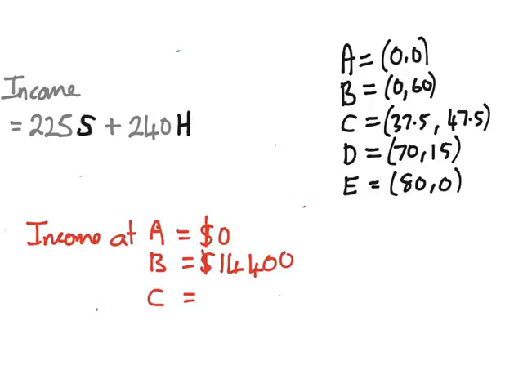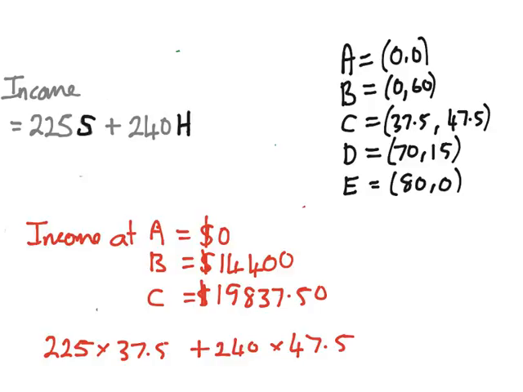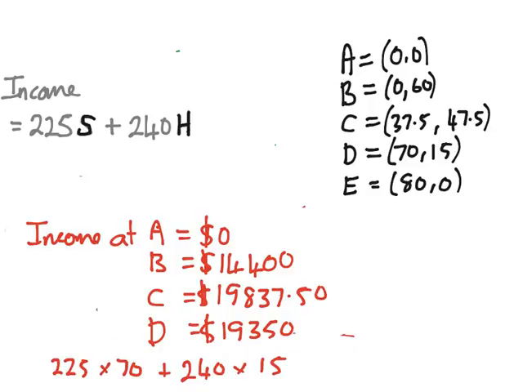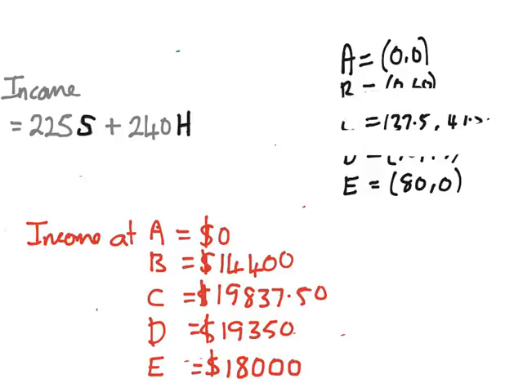At C, put both values in, and working it through on your calculator, they get 19,837.50, which is higher than at B. What about D? Do they get more money doing 70 standard and 15 high strength? And when you put it in, they get 19,350, which is not quite as high. So the maximum is at D. Better just check it at E. So there's the combination for E, just 80 times 225 will give you $180,000. Obviously the maximum profit will be C, that one there.